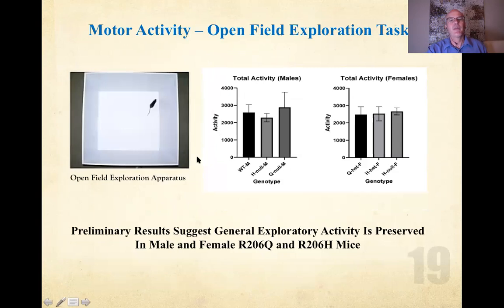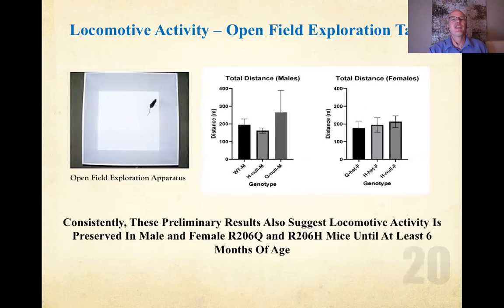And what we do is we put the mouse in just a simple open field box and let it explore around. And what we found is over a 1 hour period, there was no significant difference in the total activity of the HNR-NPH2Q mice or H mice relative to wild type. No effect was seen either in any of the female mice that were examined. So this was a little bit of a surprise in that we thought that there might be a decrease in the total activity, but the assay didn't support that prediction.